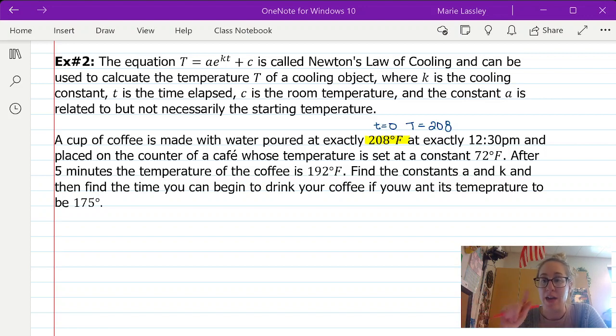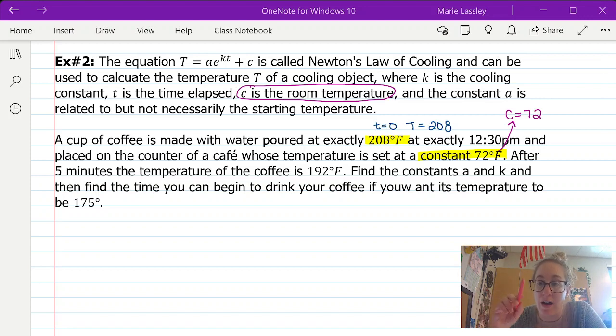Then it says it's placed on the counter of a cafe whose temperature is set at a constant 72 degrees. So this constant 72 degrees is our room temperature. And we know what this is in the problem. This is our C, right? So C in our equation is our room temperature. So we know that for our problem, C is 72.